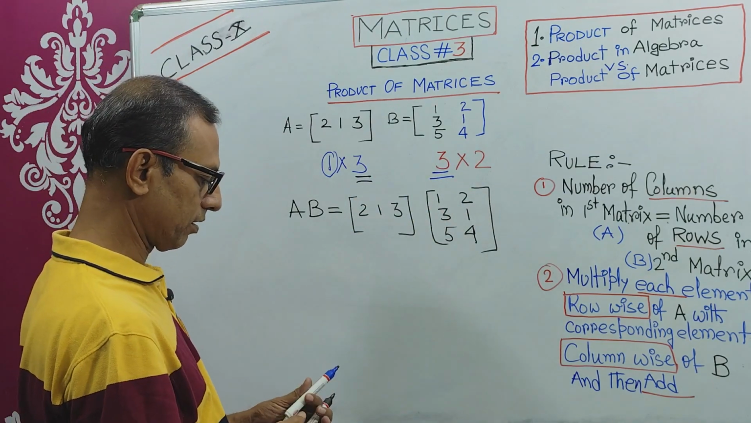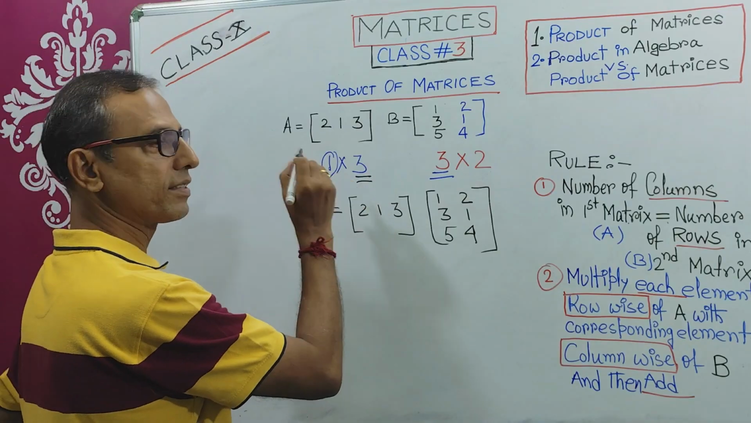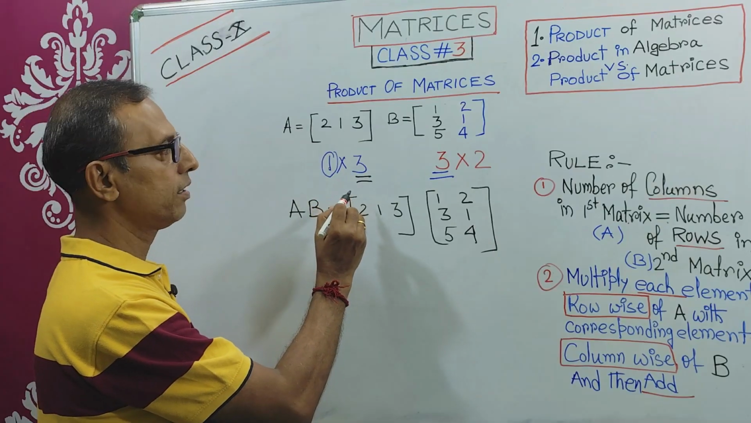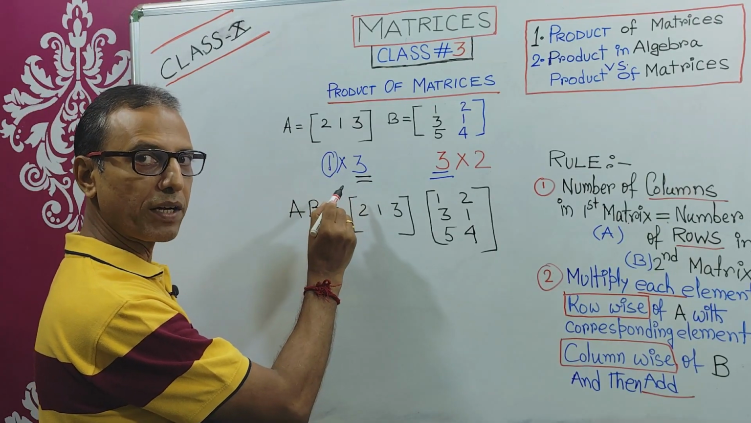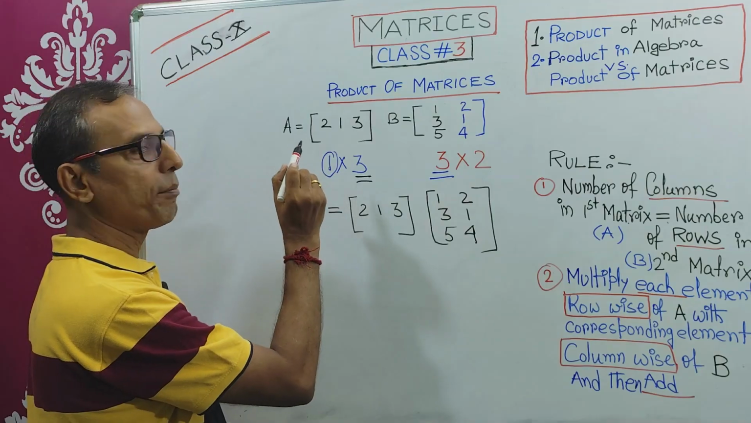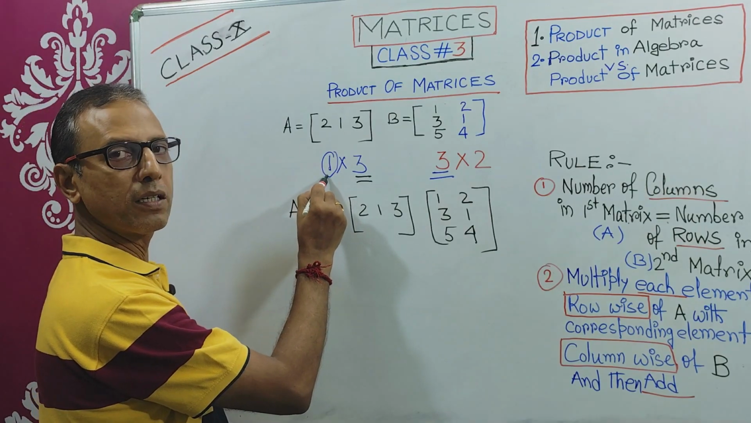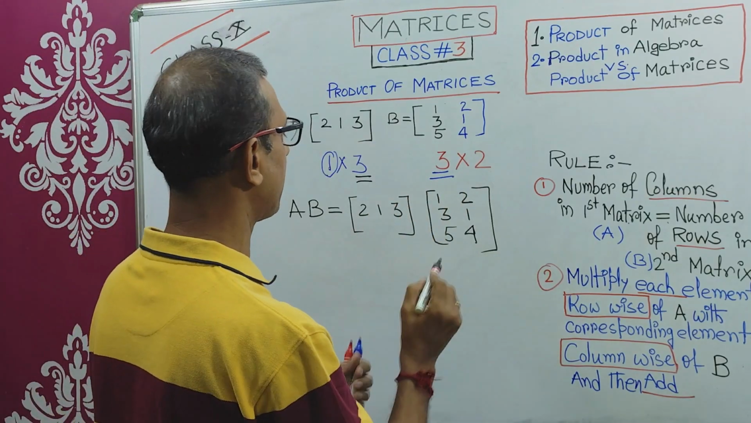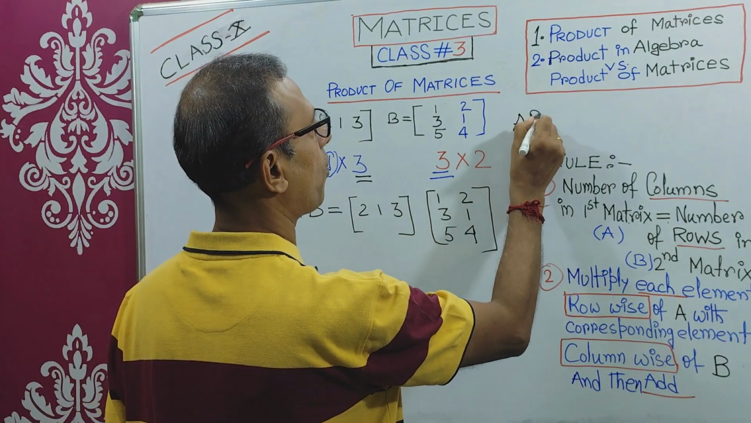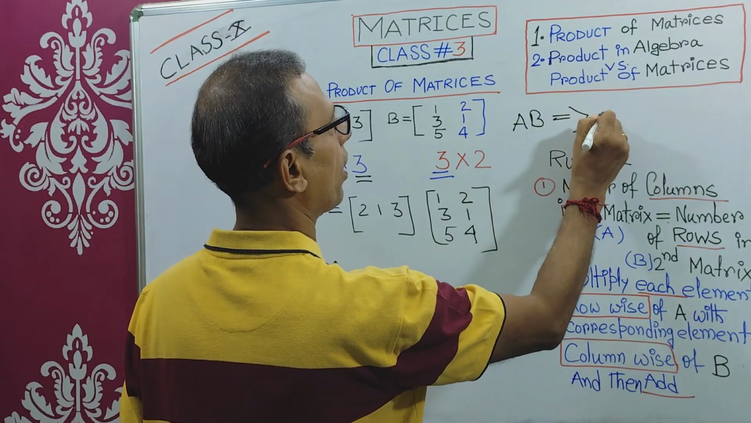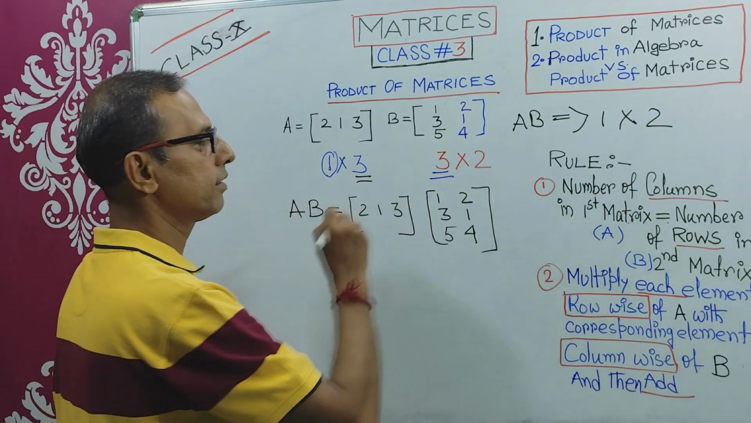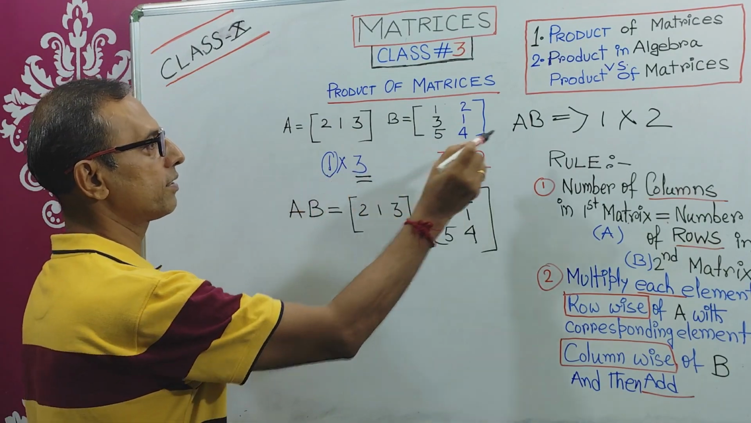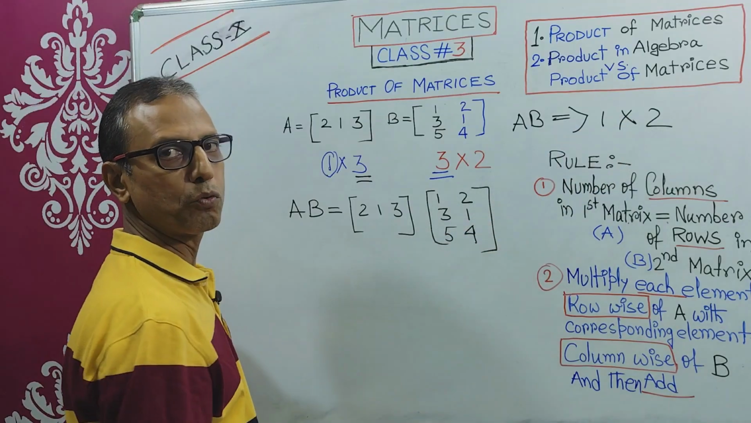Now what will be the result? See, the resultant matrix, in that case, will have the number of rows of the first matrix, 1, by the number of columns in the second matrix, 2. So the resultant matrix AB should have the order 1 by 2. I will prove it, right? So the resultant matrix will have the order of 1 by 2, 1 row, 2 columns.